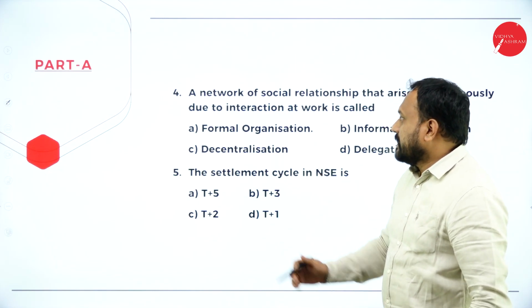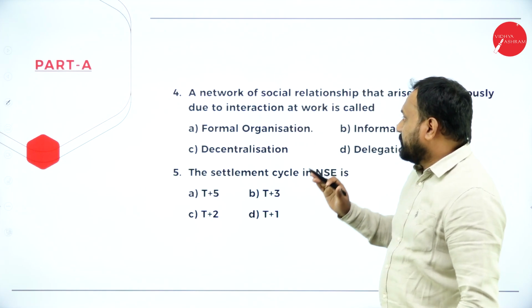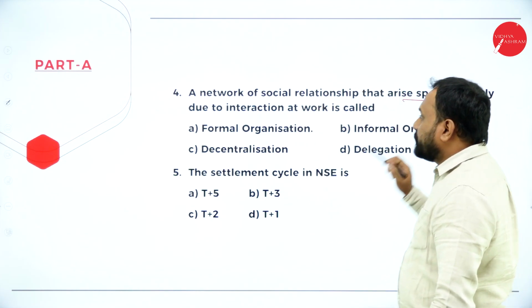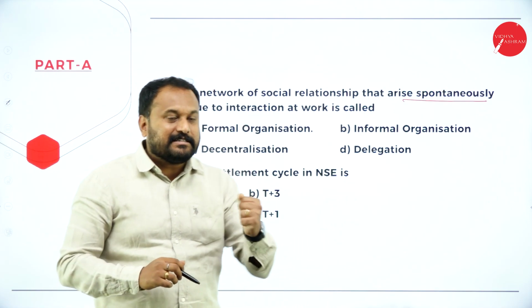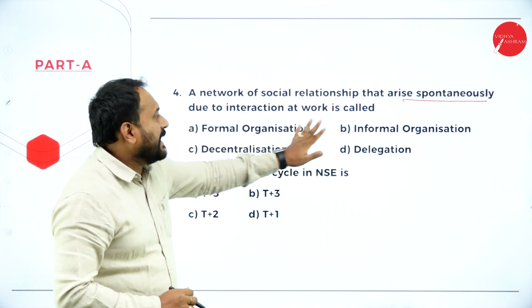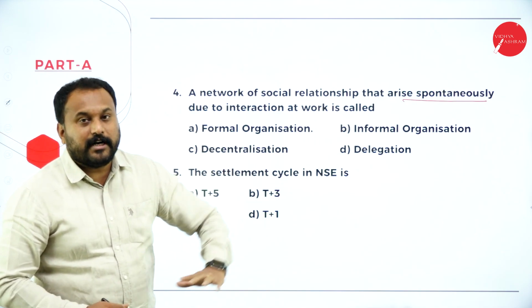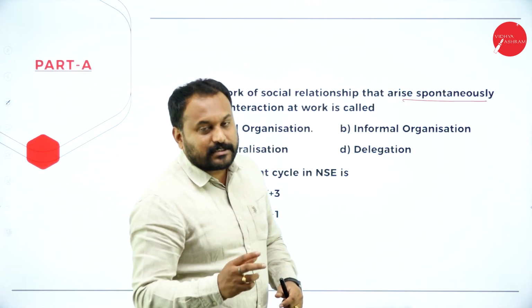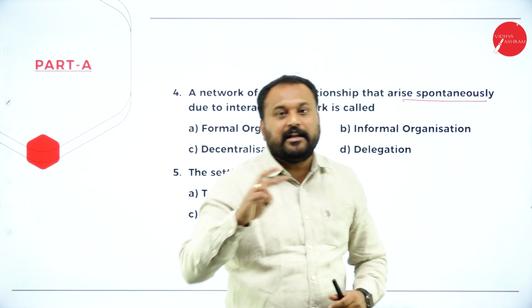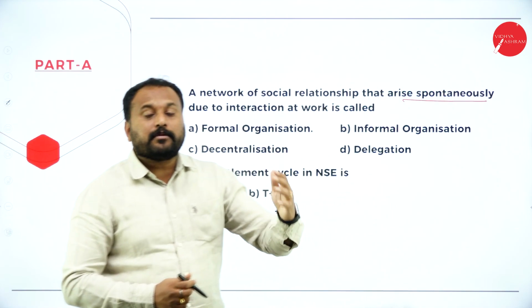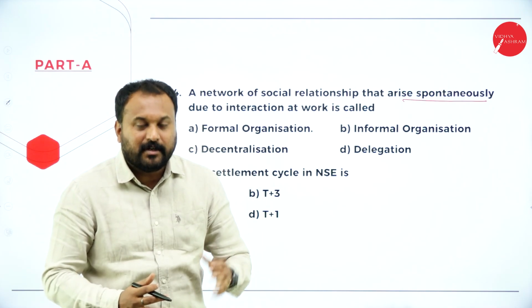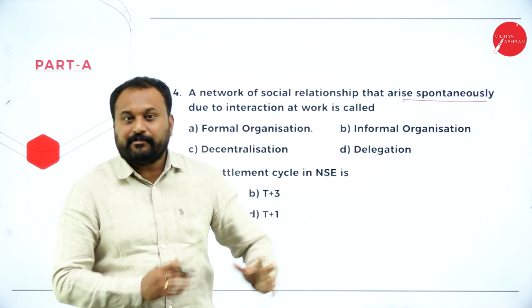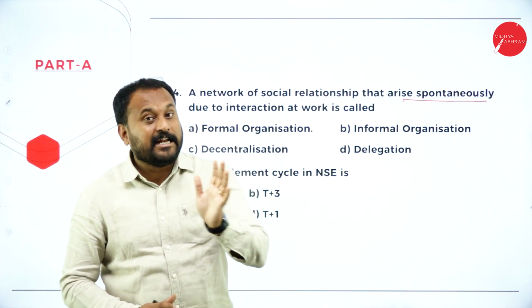The fourth question is, a network of social relationships that arise spontaneously. Spontaneously it happens. What is that? Due to interaction at work is called. See, there are two things: formal organization, informal organization. Formal organization or the formal communication will never happen spontaneously. So anything which happens spontaneously, that is called informal.